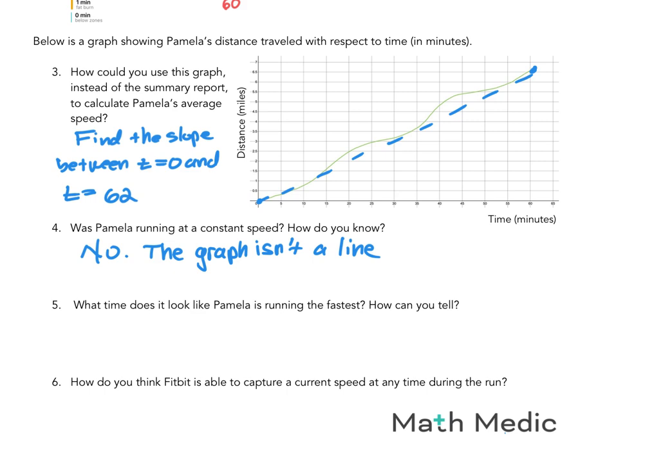At what time does it look like she's running the fastest? So at what specific single point does it look like she's going the fastest? Probably like right here, if we draw that little line segment like we've been playing with. That's where she's going the fastest. How can you tell? The graph is going up fastest.